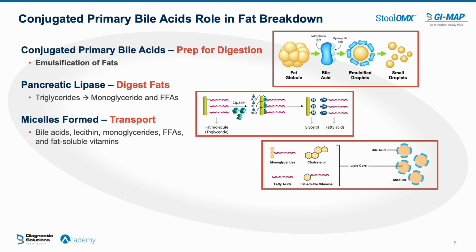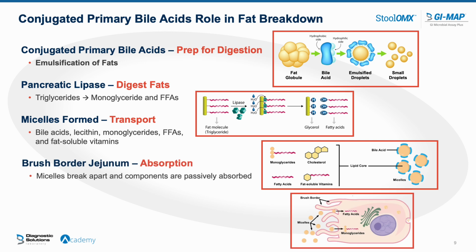Micelles are formed from bile acids, lecithin, broken down fats, and fat-soluble vitamins, and these micelles are tiny water-soluble transport structures. They can carry the digested fats and fat-soluble vitamins to the brush border in the jejunum, where they are passively absorbed and moved into the bloodstream and tissues for energy and storage. In the distal ileum, 95% of those bile acids are reabsorbed through enterohepatic circulation.